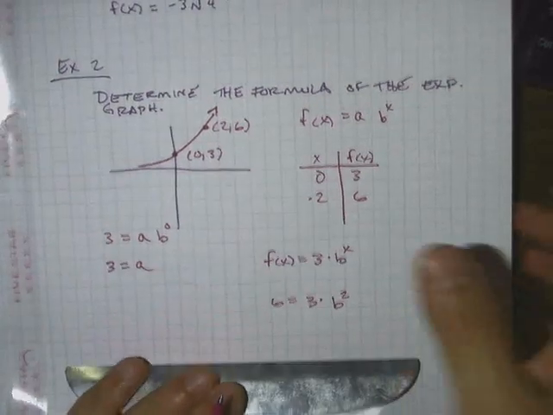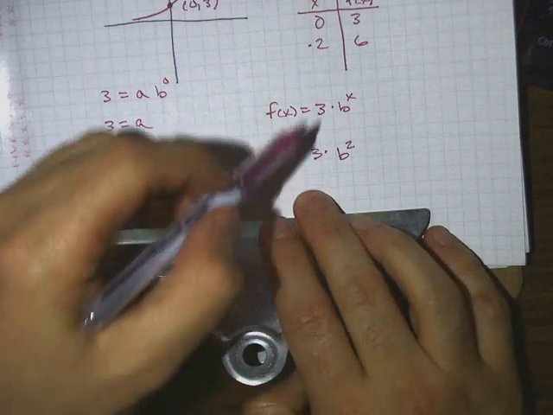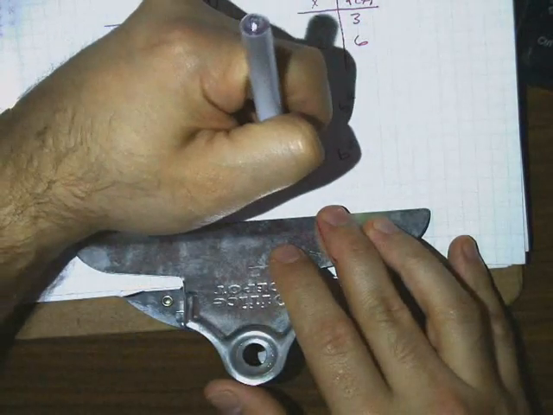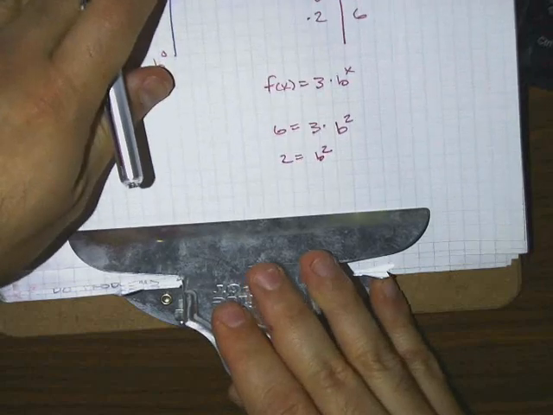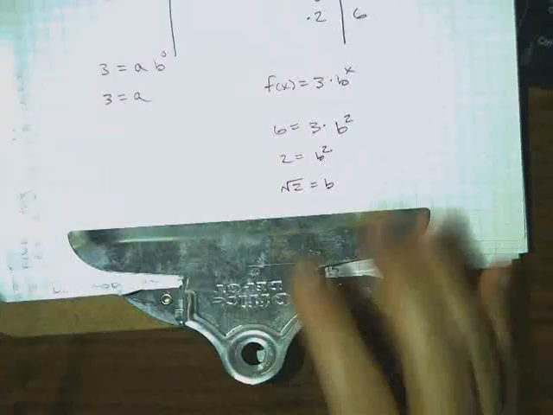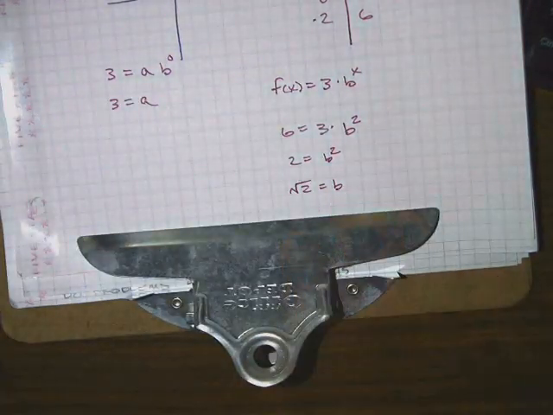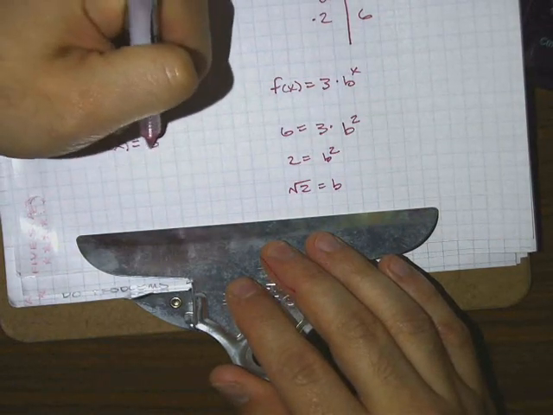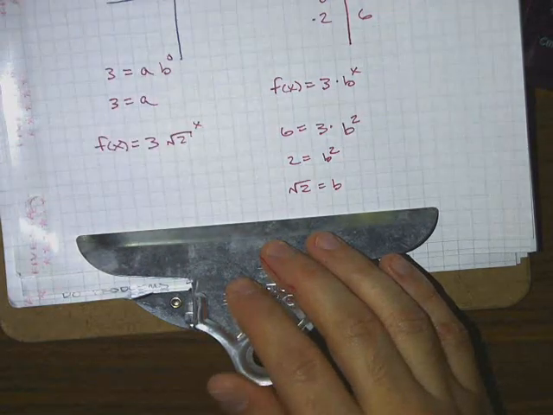And I'll try and scoot this up a bit. There we go. So now we see that we have b squared and we have 3, so I'm just going to do a little bit of division here, and that's going to leave me with 2 is equal to b squared. And this should look really familiar because we actually did this exact same problem before. And that gives us that the square root of 2 is equal to b. So now I can fill in the rest of my equation. I can fill in this b now. And I'm going to say that f of x is equal to 3 times the square root of 2 raised to the x power.